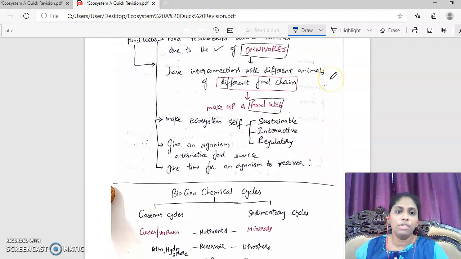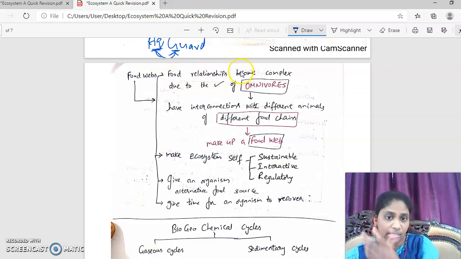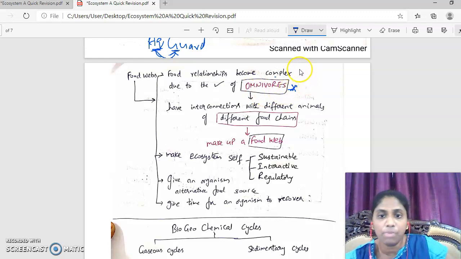Now let's talk about food webs. Food relationships are actually very complex, and these relationships become complex due to the presence of omnivores. Very, very important. Right? Now let's say this is grass eaten by an insect. The insect is eaten by a sparrow. The sparrow is eaten by a snake.